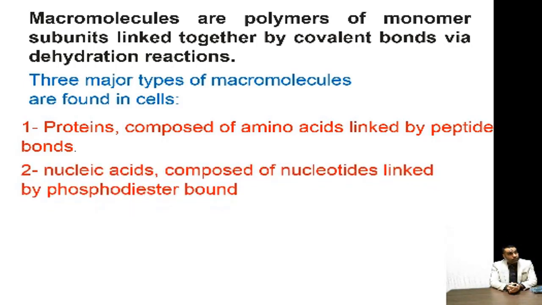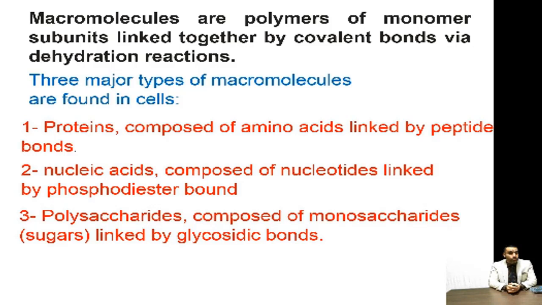The second one is nucleic acid. Nucleic acids are composed of nucleotides, RNA or DNA, linked together by phosphodiester bonds. All these bonds are covalent bonds. The third is polysaccharide. Polysaccharides are composed of monosaccharides, sugars, linked by glycoside bonds.